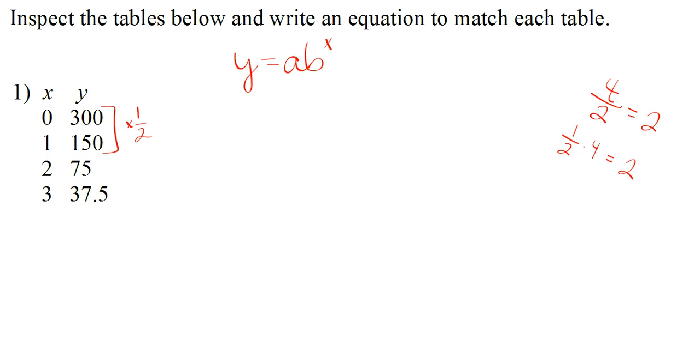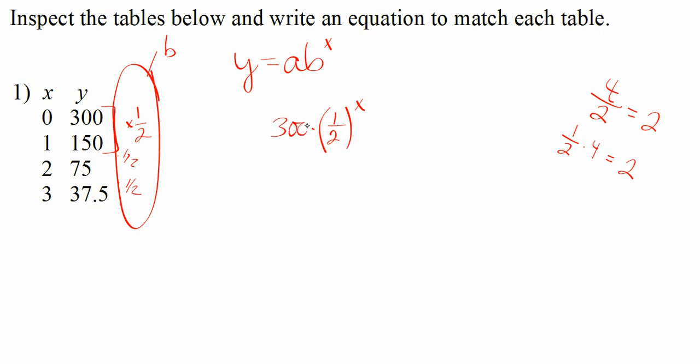And then to get from 150 to 75, multiply by 1/2 again. And then we multiply by 1/2 again. So this right here is called a constant multiplier, and that is your b value. So b in this equation is the 1/2. Then we've got to know what a is. What is our starting point? And that starting point is the y value when x is equal to 0. So there's one way to write this equation: 300 times 1/2 to the x.